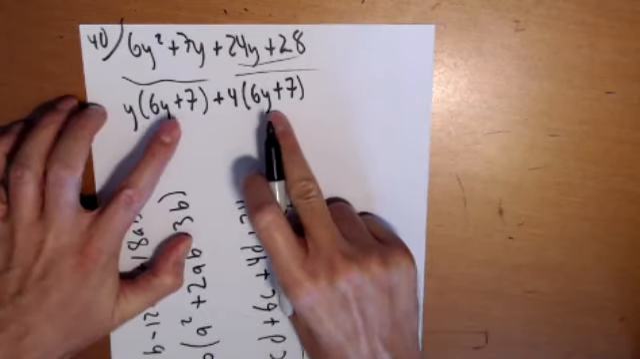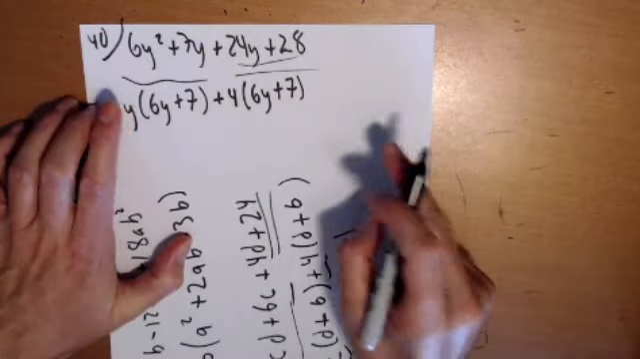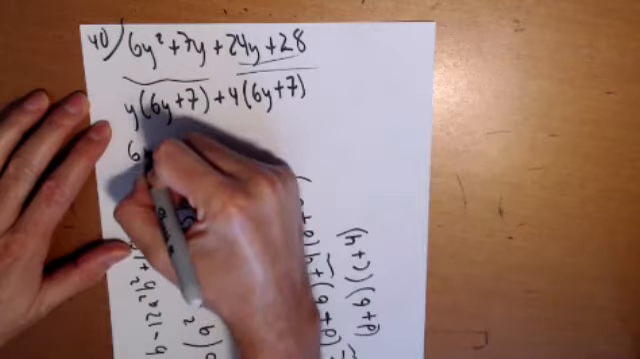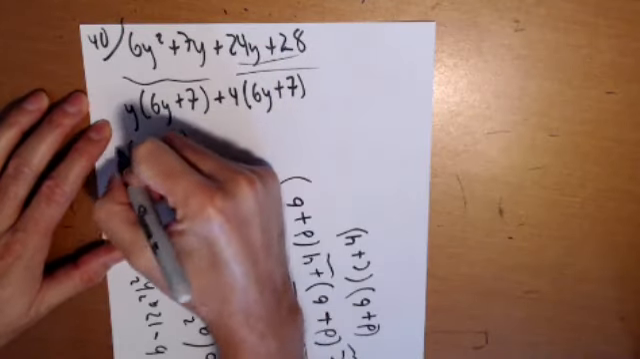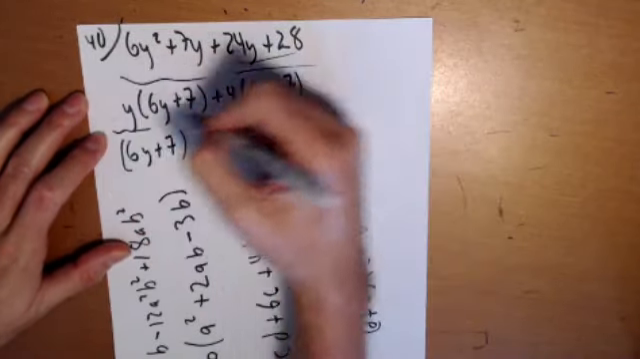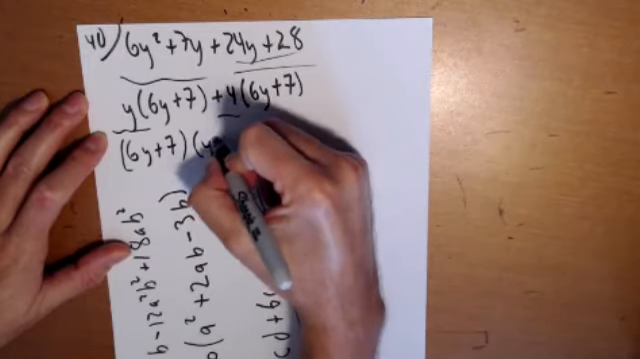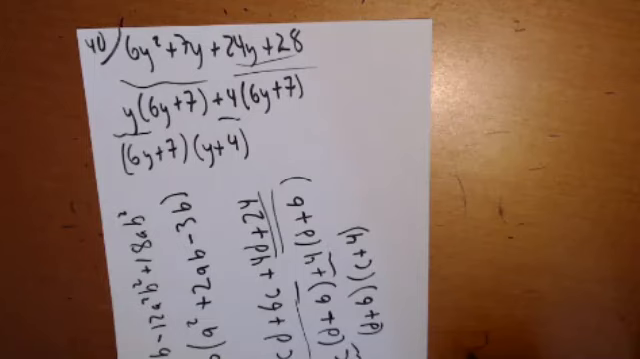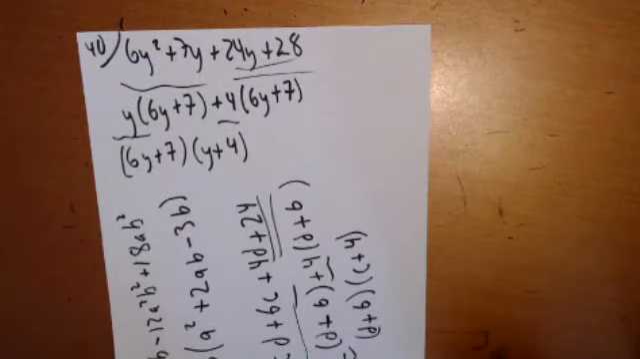Oh, just like I was suspecting, things are going to work out nicely. I see a 6y plus 7. I see a 6y plus 7. So let's yank it out. 6y plus 7. And what does that leave us with? A y plus 4. Put it in parentheses. Aha. Okay, so that was 6-1. That wasn't bad. Maybe I'll stop right there and then we'll start 16.